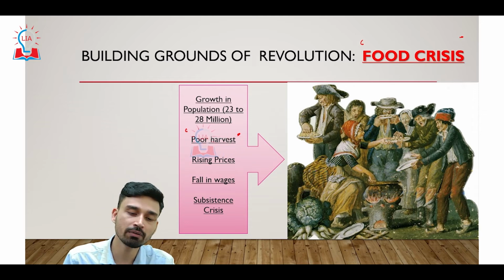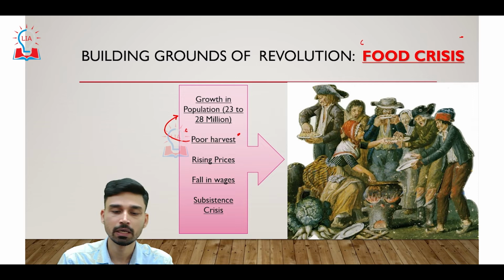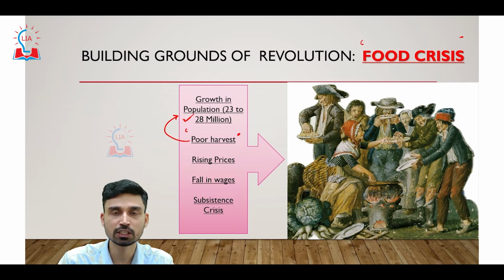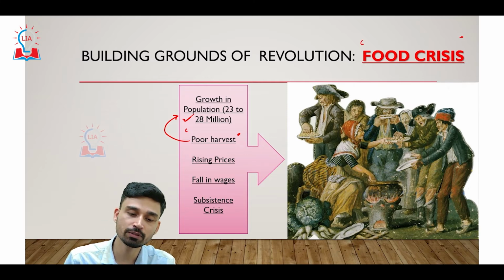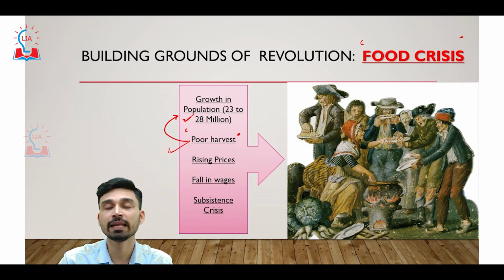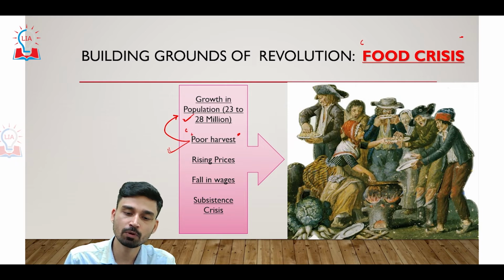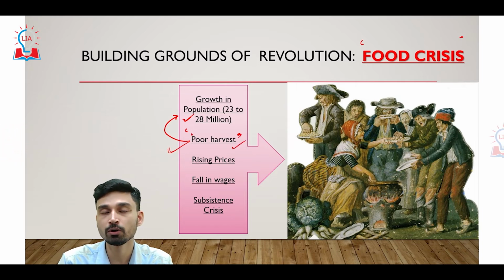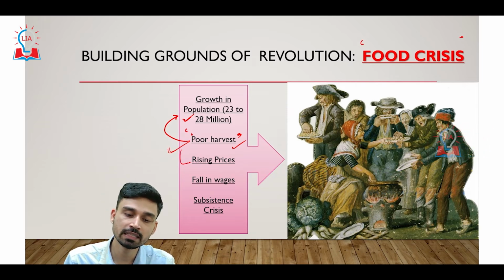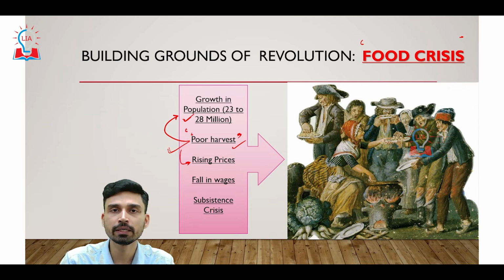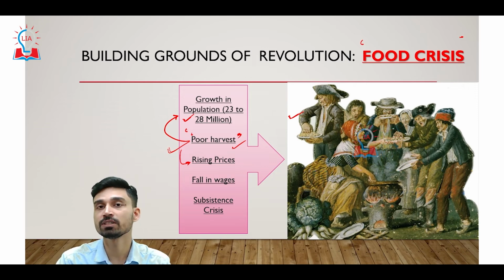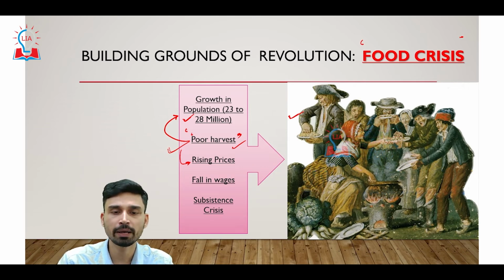Not only that, this problem of poor harvest was coupled with a significant growth in the French population, from just 23 million to 28 million in the last 5 to 8 years. It is under this context that we have to understand that France was also facing the burden of bad weather, and due to this inclement weather there was a very bad harvest, because most of the crops that farmers were sowing or growing basically failed near 1788. Due to the failure of these crops, obviously, it led to a significant rise in the prices of food commodities, and during that time bread used to be the staple food of the French population, and there was a significant rise in the price of bread.